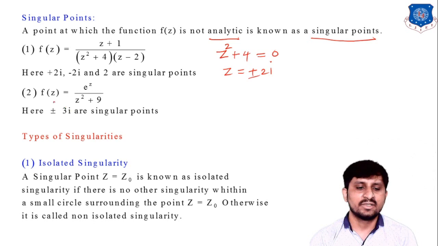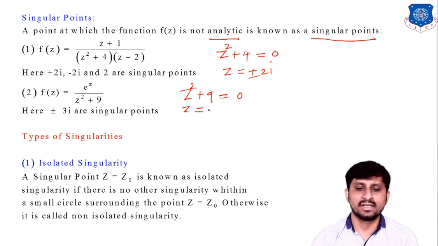Now similarly, suppose this function f of z equals e raised to z upon z square plus 9. We know e raised to z is an analytic function, and in the denominator z square plus 9 is also an analytic function. So e raised to z upon z square plus 9 is also analytic, but where the denominator becomes 0 the function is not defined, so the function is not analytic there. Setting z square plus 9 equal to 0 means z is equal to plus or minus 3i.